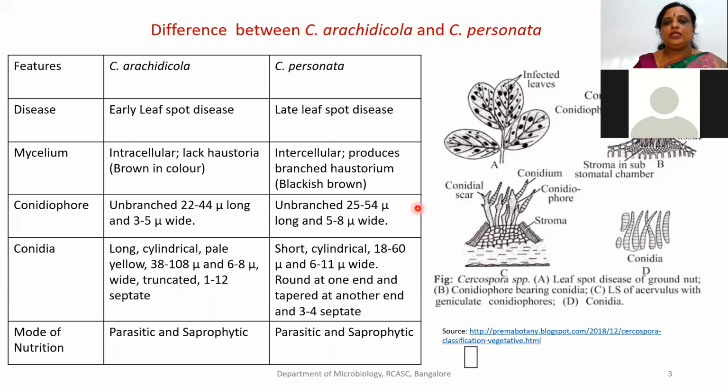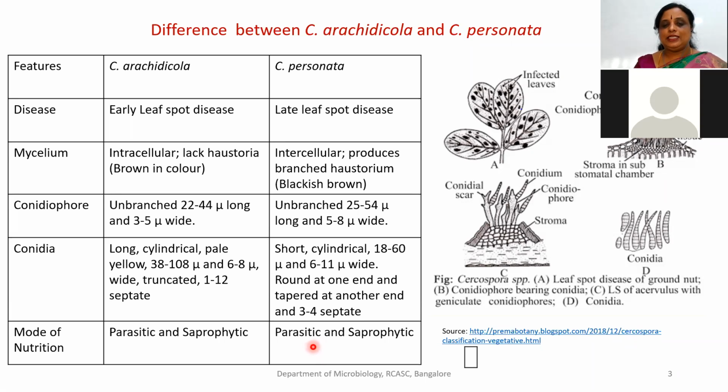This indicates that the conidia of arachidicola is long and has many septa, whereas in personata the conidia is completely shorter and has a round base and tapering end, whereas in arachidicola it is truncated. So this is the difference between the conidia of arachidicola and personata. And if you see the mode of nutrition, both these organisms are parasitic and saprophytic. So they can grow as a parasite and cause disease, and they can even survive as a saprophyte.